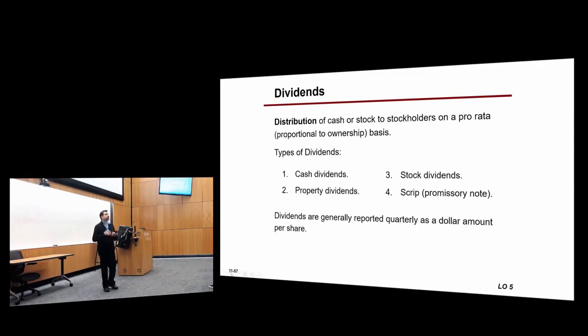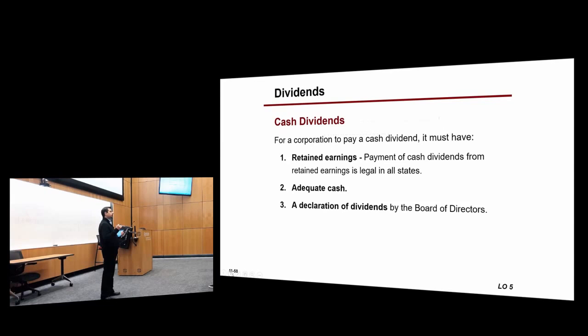Okay? Generally speaking, dividend is distributed on a pro rata basis, which means if you have 10% share of the company, you get 10% share of the dividend that is declared and paid. Okay? If you own 20% of the company, when they pay out dividend, it will be 20% of the dividends. Any questions?